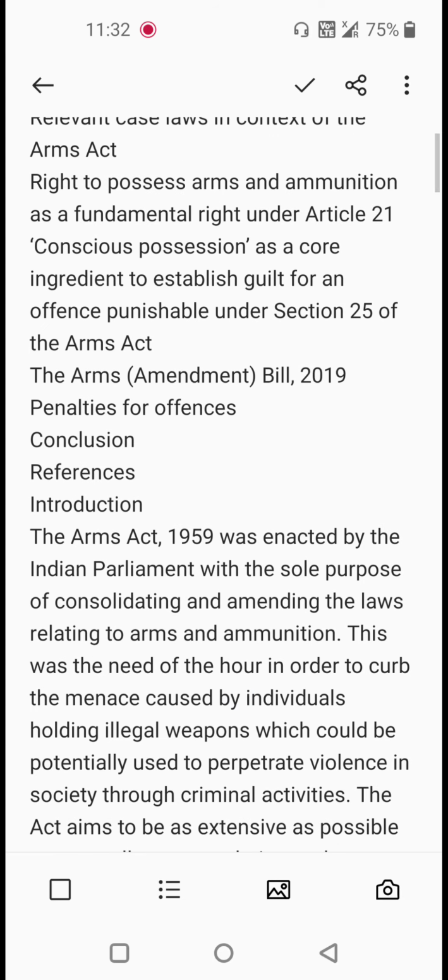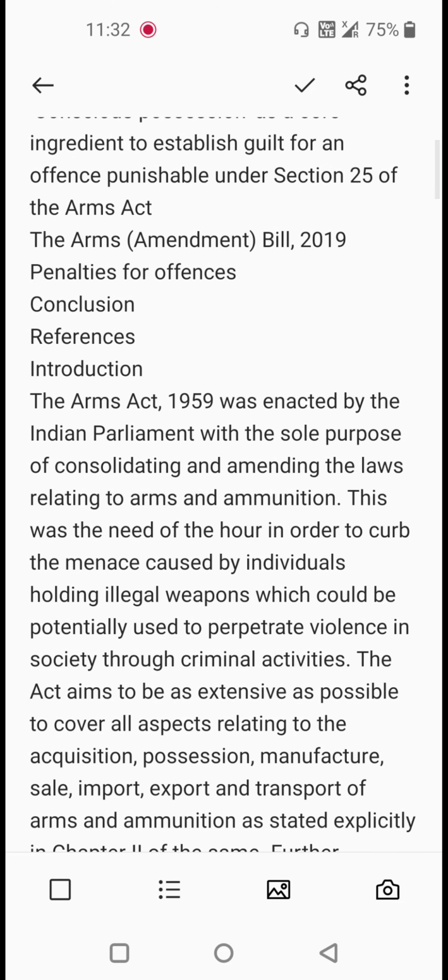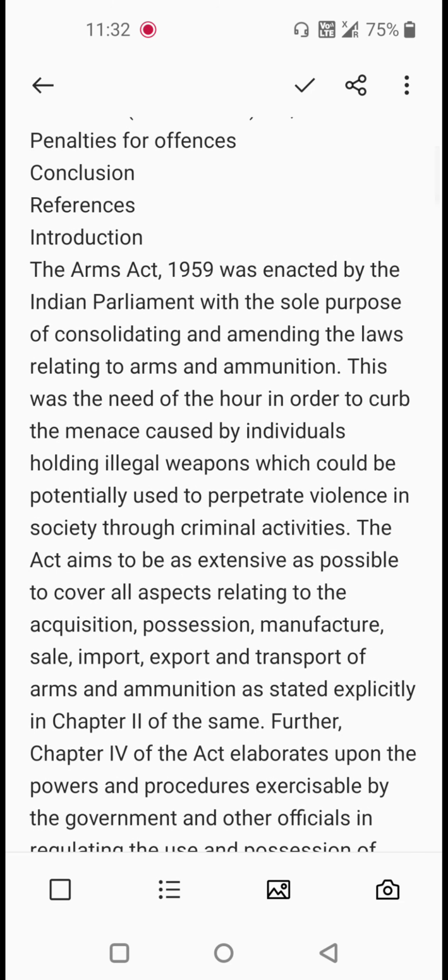Section 25 of this act is very important. Several times if you go through Google and read about the Arms Act, you find this important section first, Section 25, which says conscious possession is a core ingredient to establish guilt for an offense punishable under Section 25 of the Arms Act. Then penalties and offenses, conclusion, reference.